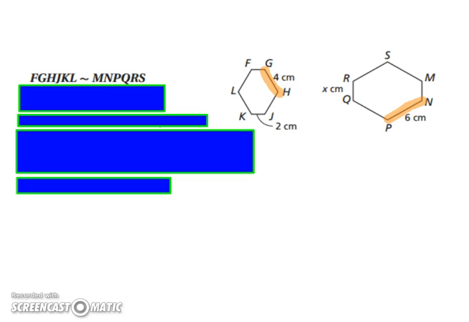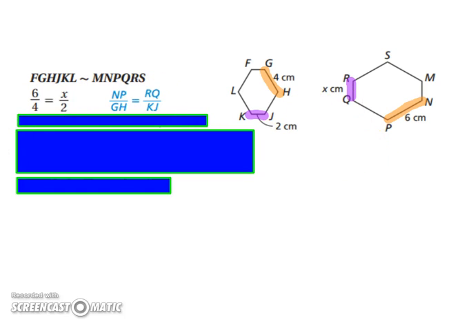The other piece of information that we have is JK. J and K are the fourth and the fifth, so the fourth and the fifth would be Q and R. So QR corresponds with JK. Now we can set up our proportion, now that we know which pieces go with what. Step 1, set up a proportion. So we have 6 over 4 equals x over 2.